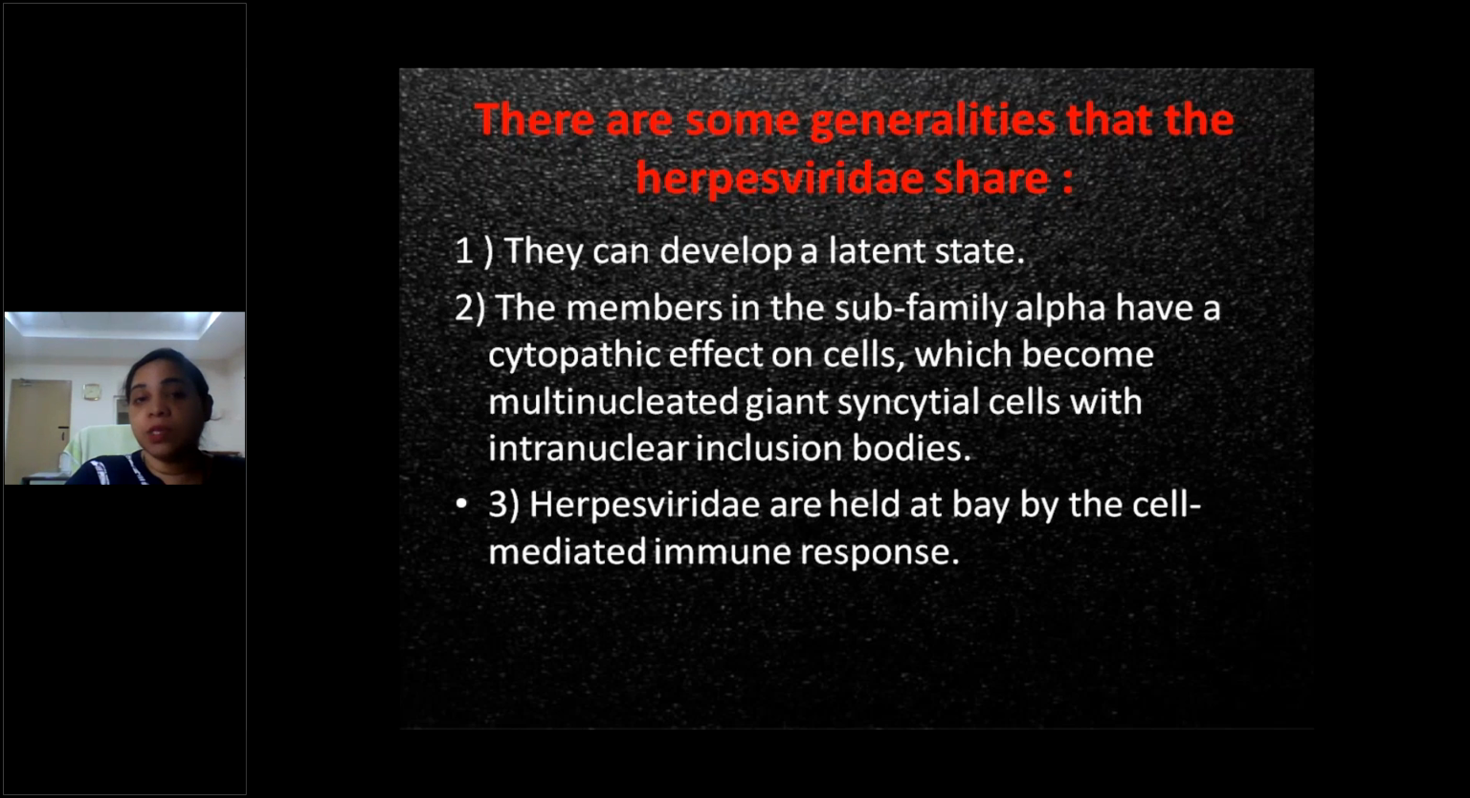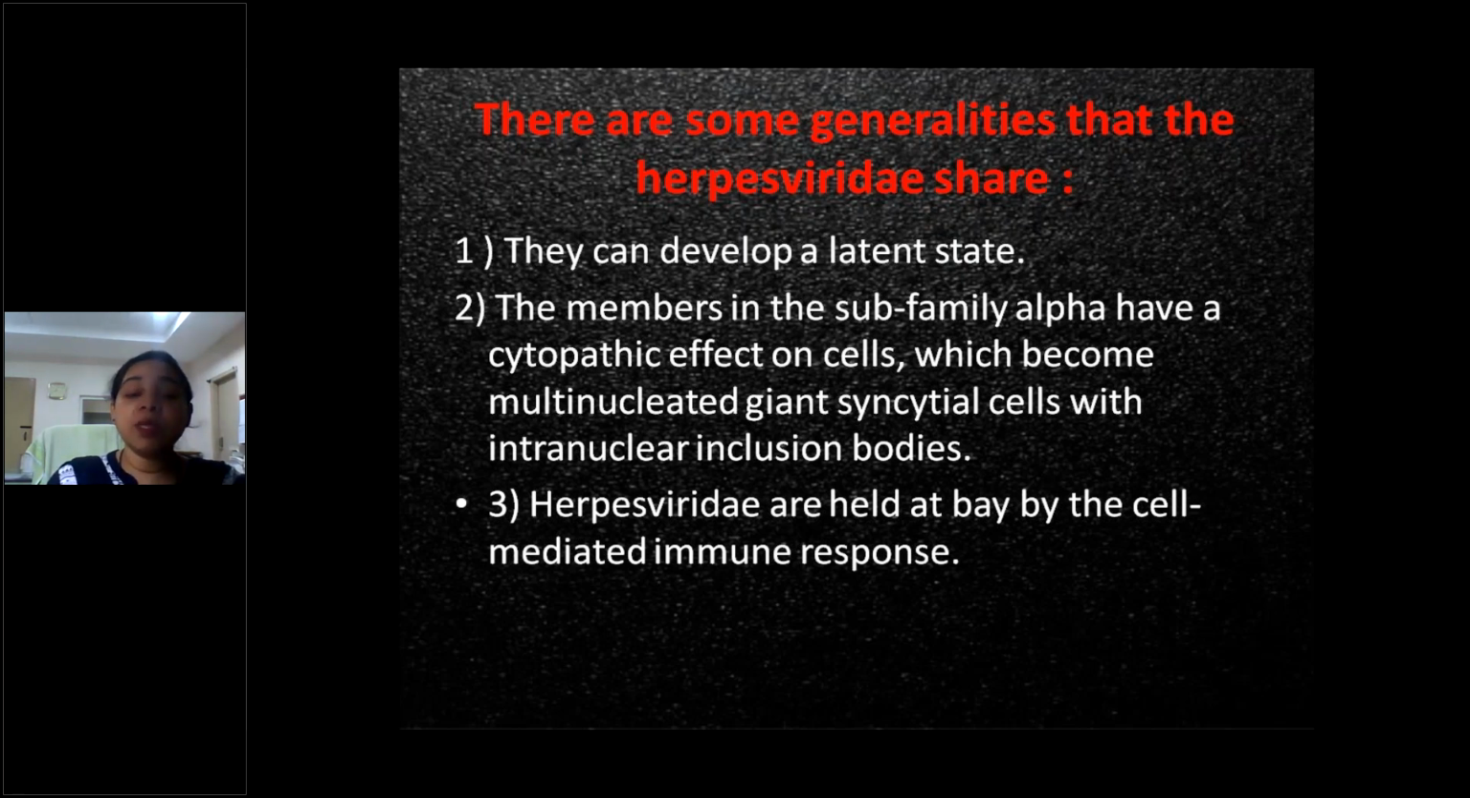Some general characteristics of the Herpesviridae family. What are the common characteristics? First one, they can develop a latent stage. The virus may usually remain hidden in our body for a long period of time, and later it may cause infection again. This is one of the general features of viruses belonging to the Herpesviridae family.